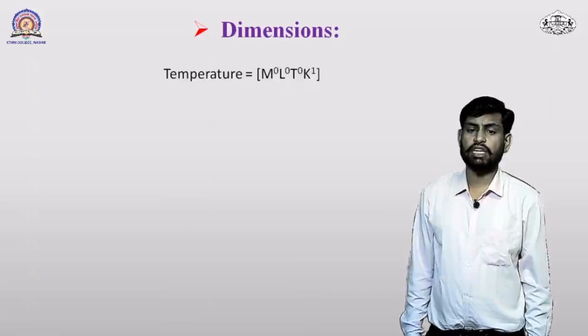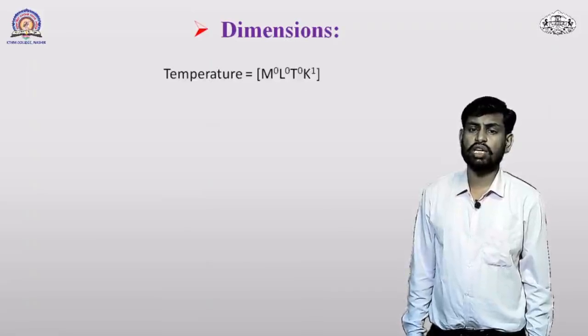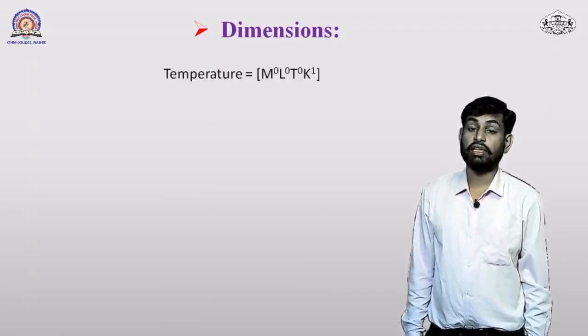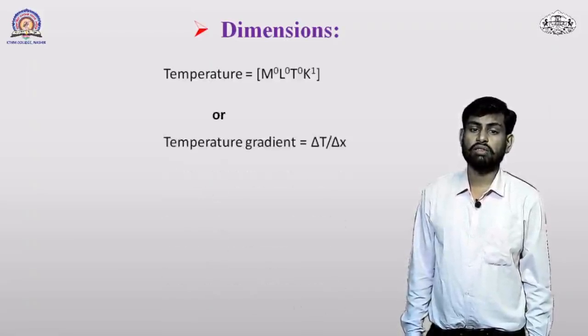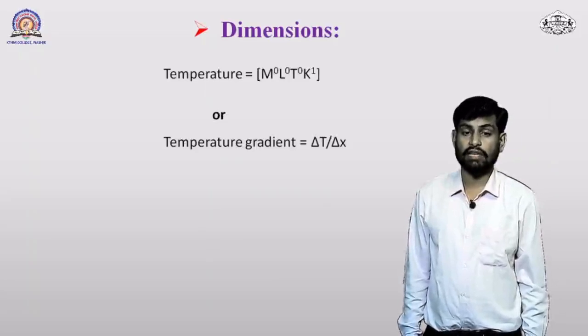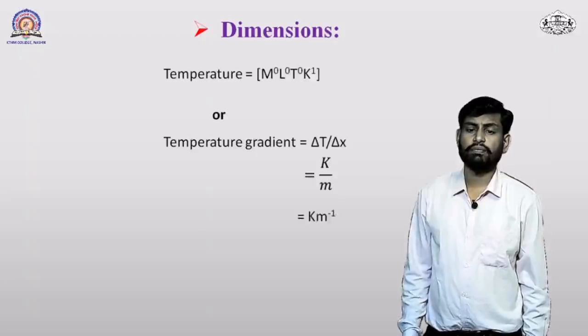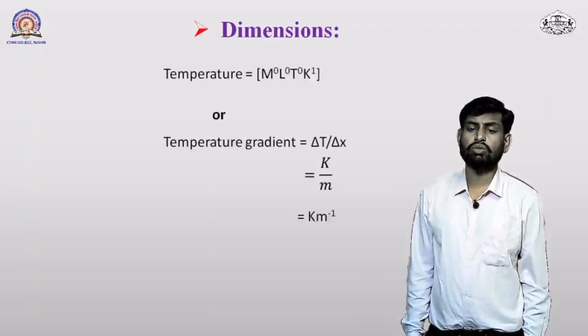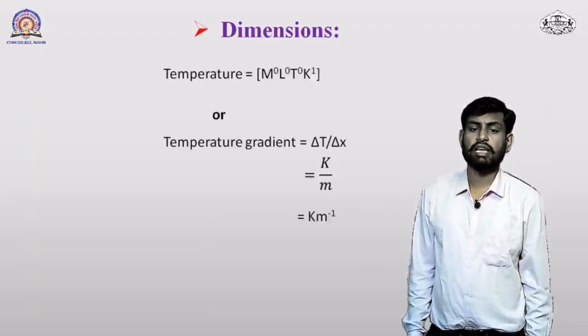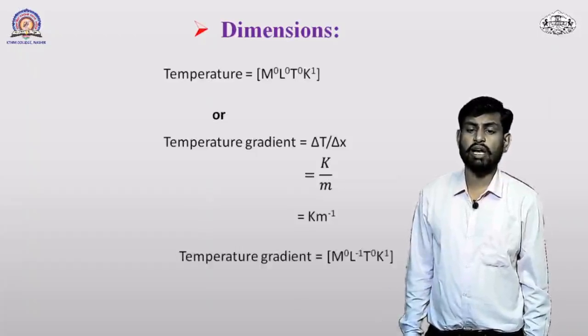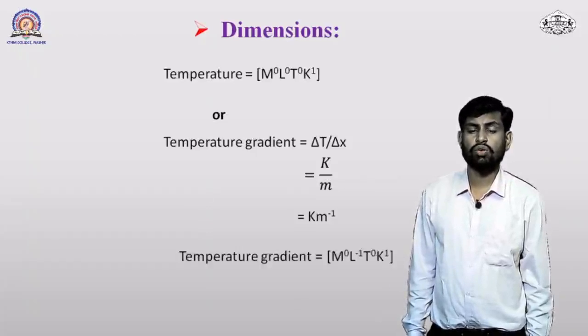Dimension: the dimension of temperature is M raised to 0, L raised to 0, T raised to 0 and K raised to 1. The temperature gradient is the change in temperature with respect to length. The temperature unit is Kelvin and the length unit is meter, so it is K upon m, equal to K into m raised to minus 1. The dimension of temperature gradient is M raised to 0, L raised to minus 1, T raised to 0, K raised to 1.